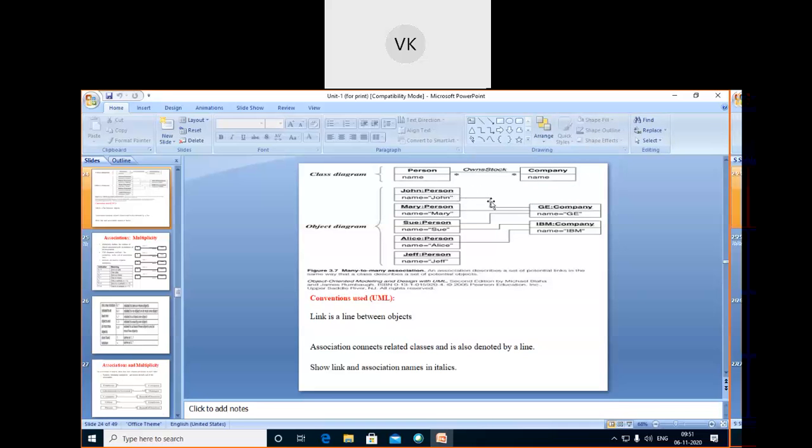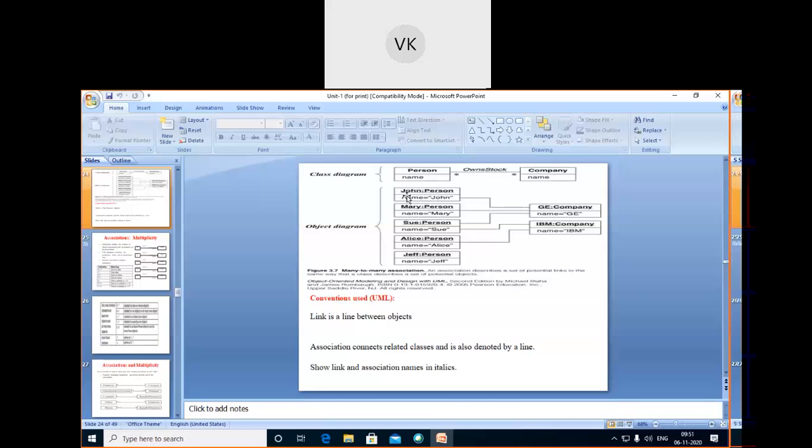You see here, this is a link. A link is a description of the relationship between the two objects. Here you see John and GE. These are the two objects.